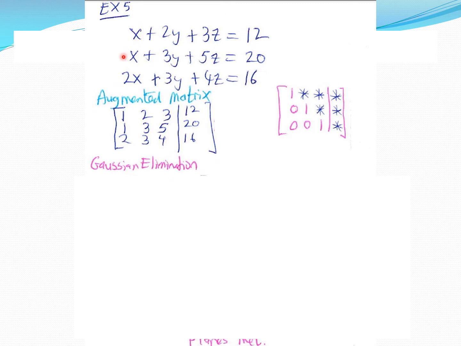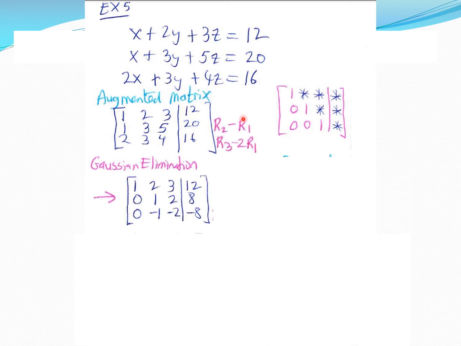So again, putting the three planes into augmented matrix form and solving using Gaussian elimination. Row 2 minus row 1. So 0. 3 minus 2 is 1. 5 minus 3 is 2. 20 minus 12 is 8.